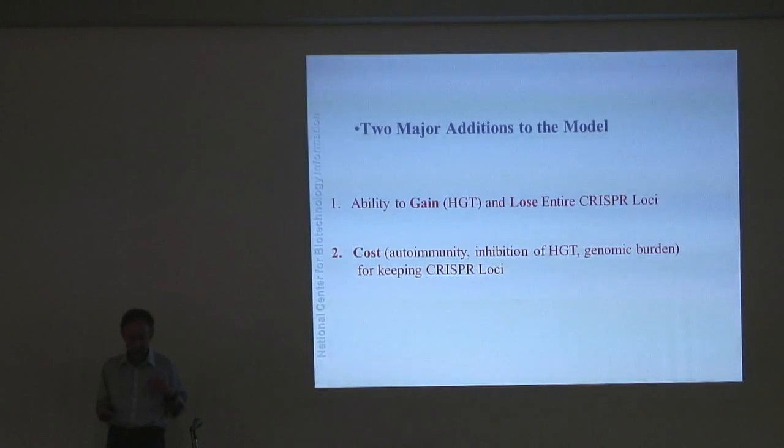But the other, perhaps more important source of the cost is inhibition of horizontal gene transfer. And actually it has been shown in hospital environments that bacteria tend to lose the CRISPR-Cas more or less simultaneously with acquiring antibiotic resistance. And that makes sense, because when you have the CRISPR-Cas system, there is a great chance that any antibiotic resistance plasmid will be destroyed.